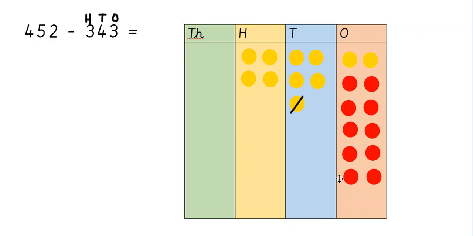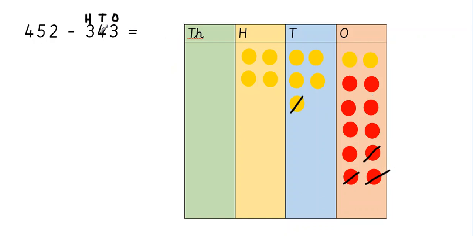Okay, so I'm going to do 12 take away 3. So I'm going to cross out 3. So I've got 1, 2, 3. Then I'm going to move to my tens column. Okay, so in my tens column now, I've only got 1, 2, 3, 4. But remember, we've crossed that out because we've given that 10 to our ones column.